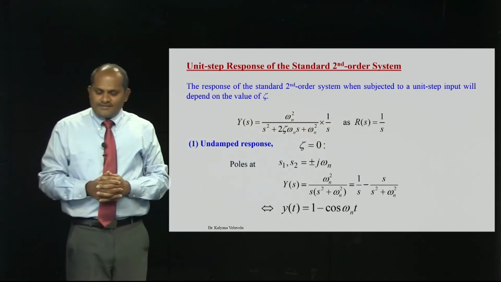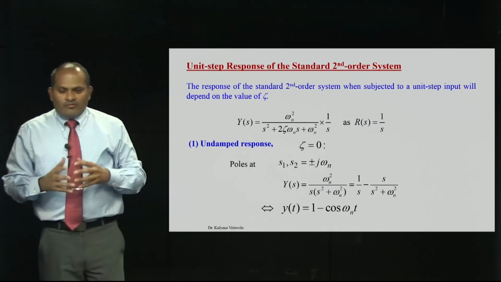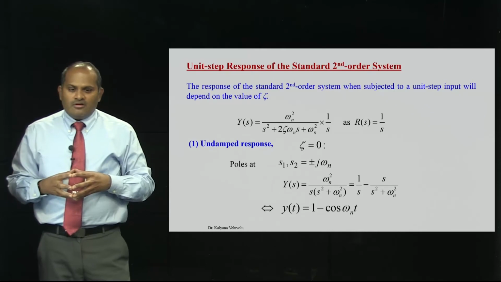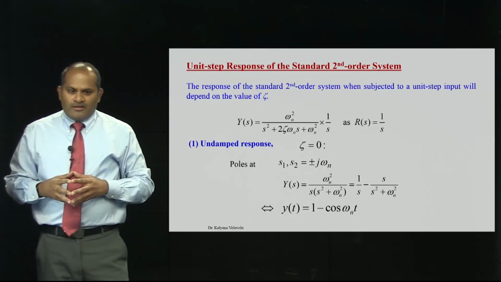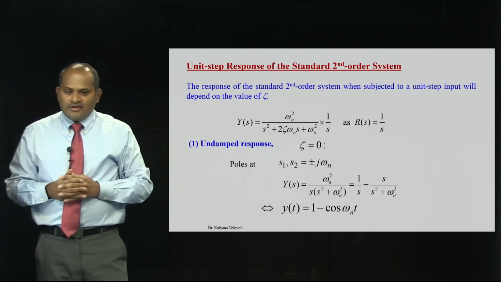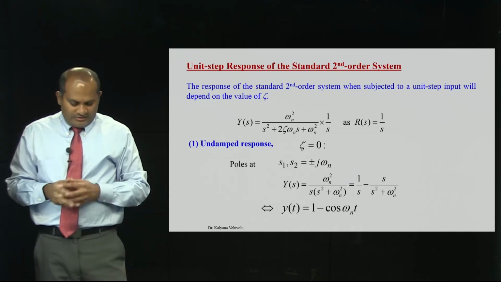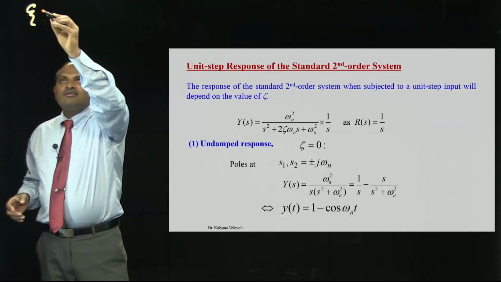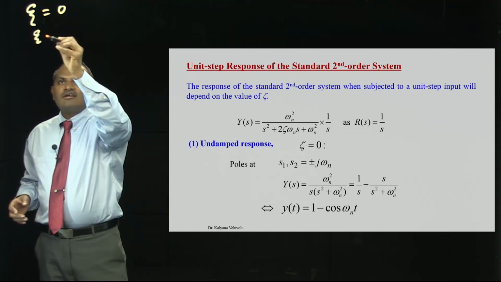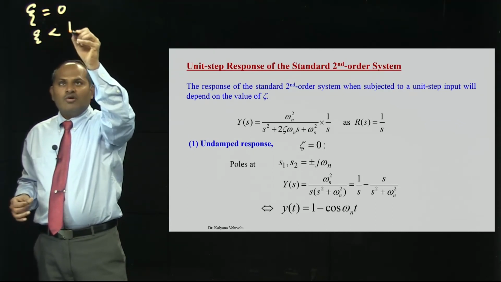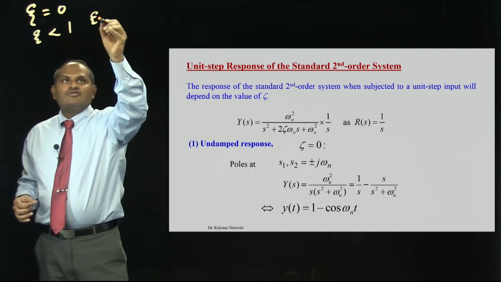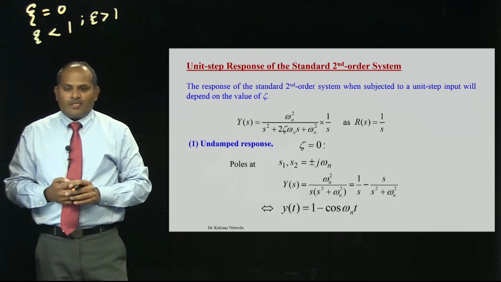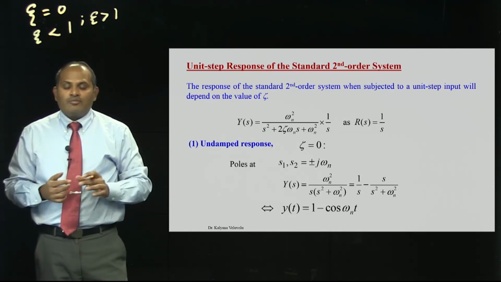Now the first case, when we are trying to analyze the step response of a standard second order system, there are three cases, because eta, as we discussed earlier, is what we call damping constant. Eta can be 0, eta can be less than 1, and eta can also be greater than 1. These are three cases. These three cases have different properties.